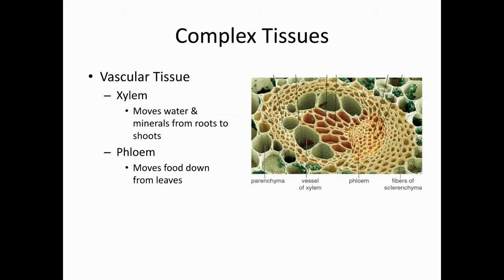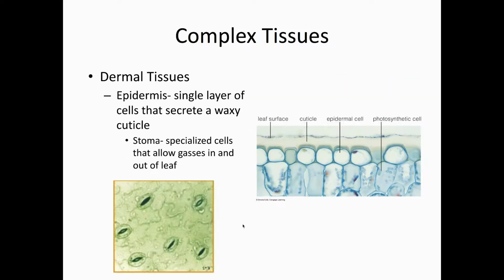That's what moves the minerals from the roots to the shoots. And then we have the phloem in here, and the phloem is what moves the food down from the leaves. Remember, class, food phloem down. The dermal tissues have the epidermis, and the epidermis secretes a waxy cuticle. I wish mine did.